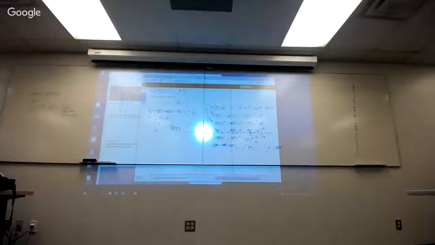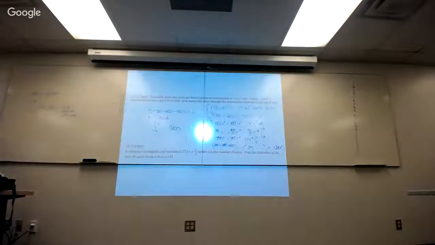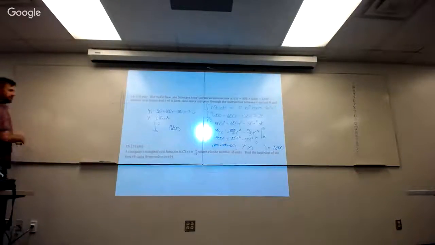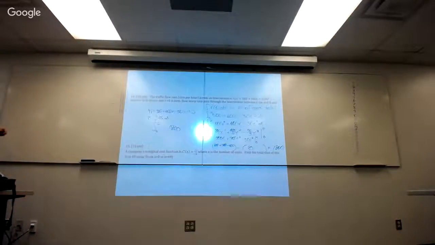Yep. All right. So number 15. Let's do number 15 real quick. 15 works the same way. It says here a company's marginal cost function is c prime of x equals 11 over root x, where x is the number of units. Find the total cost of the first 49 units. So we're going to go from 0 to 49 of the cost function, which is 11 over root x dx. And that's the integral we want to find.